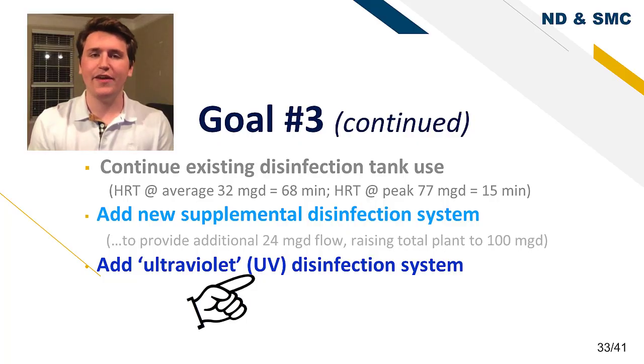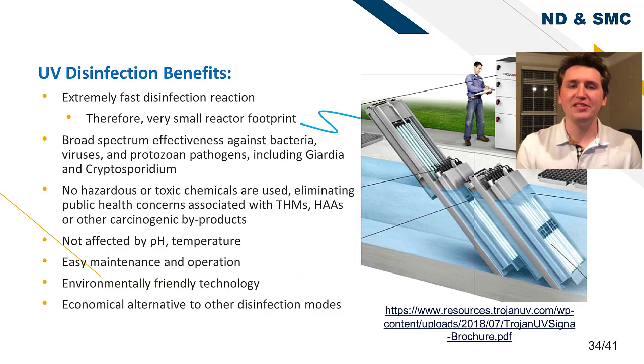South Bend's third disinfection upgrade goal involves the installation of an ultraviolet UV disinfection system. The primary benefits of UV disinfection are the exceptionally low contact time and extremely low reactor footprint. At the same time, UV treatment also eliminates the use of chemical-based disinfectants whose use may lead to potentially harmful disinfection byproducts. Overall, the use of UV disinfection provides multiple overlapping technical, environmental, microbiological, safety, and economic benefits.